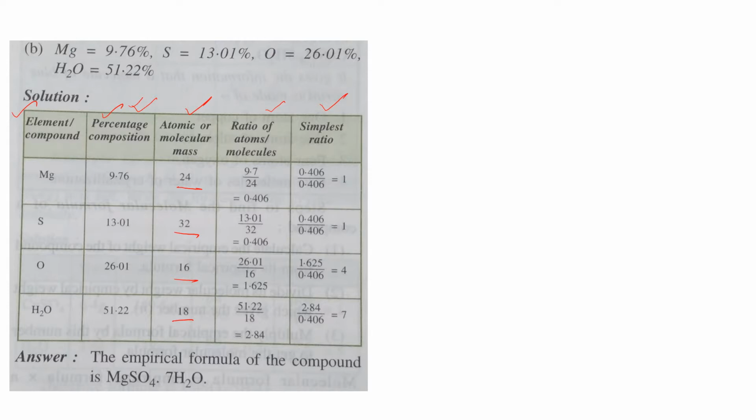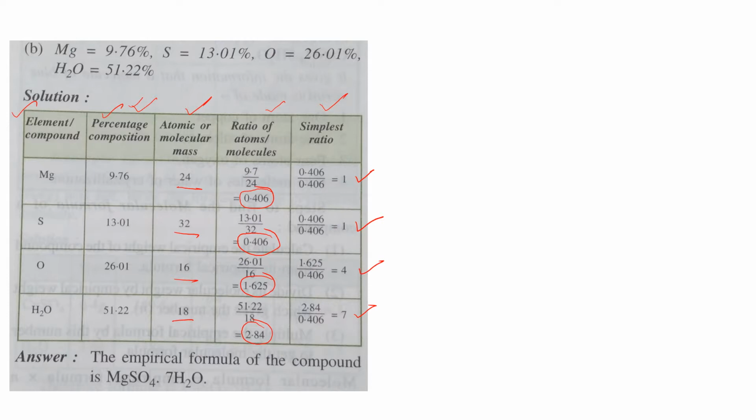After dividing, I am getting for magnesium 0.406, sulfur is also 0.406, oxygen is 1.625 and H2O is 2.84. Now this number 0.406 is the smallest one. So you have to divide all these numbers by 0.406. After division, I am getting magnesium 1, sulfur 1, oxygen 4 and H2O 7.